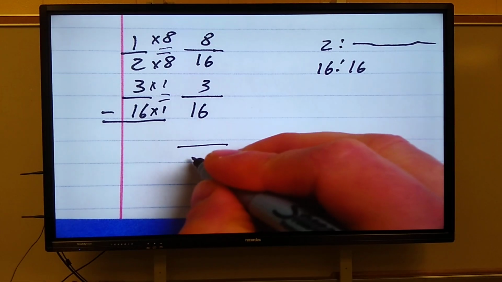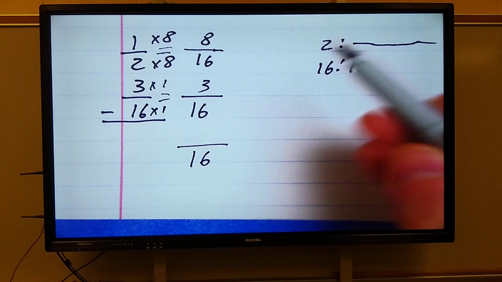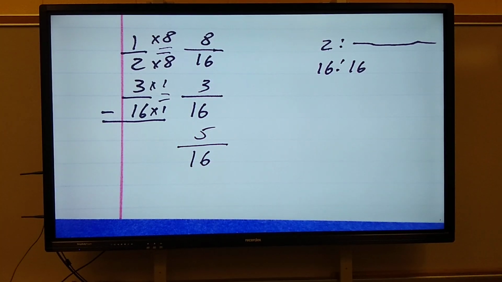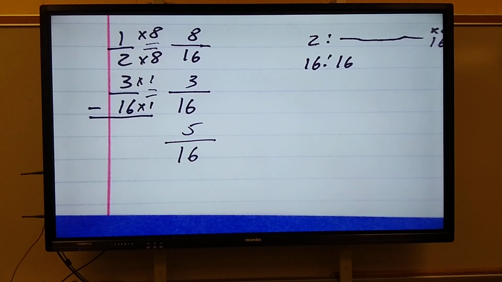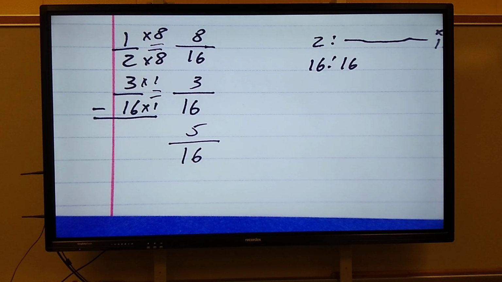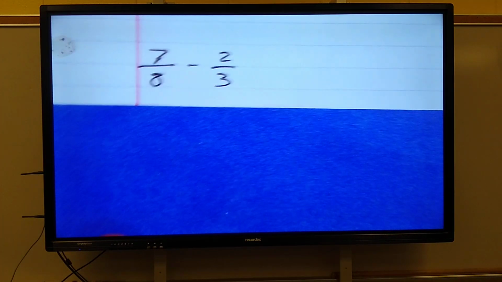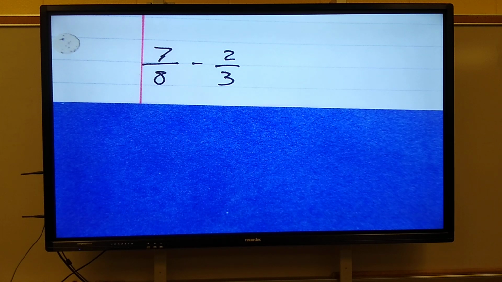3 times 1 is 3. When you subtract, the denominator stays the same, and then you subtract the numerators. 8 minus 3 is 5. Then you must ask yourself the two questions. Is this an improper fraction? No. Is this in simplest form? Yes, it is. 5/16 is your answer. The next one. 7/8 minus 2/3. Solve that problem. Pause the video.